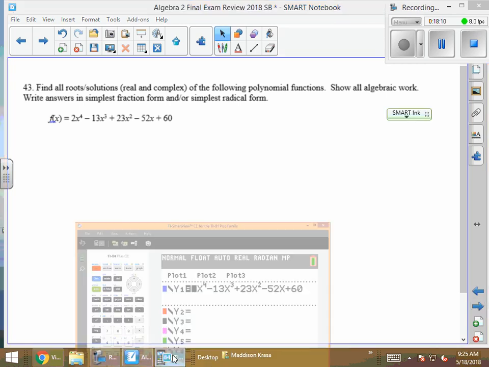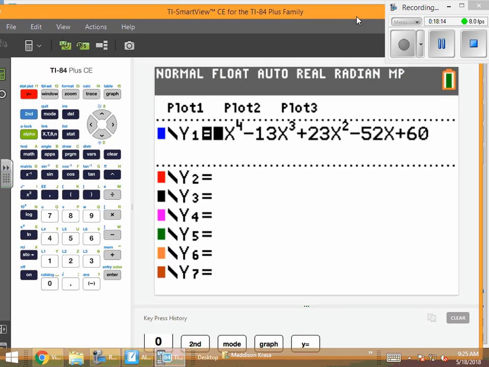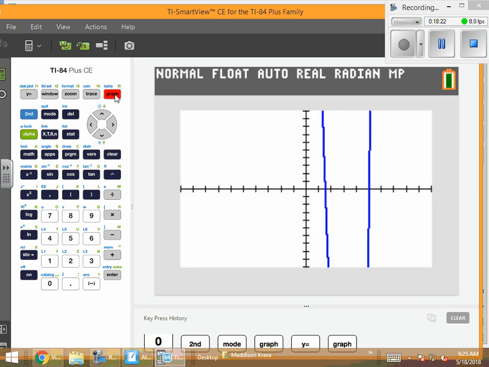So you're going to go to your graphing calculator, and you're going to put in 2x to the fourth minus 13x cubed, all of that into y equals, and we press graph in the top right hand corner. And we look and we see what are two of our roots. Well, here we have 5. This one, not quite sure. It looks like it might be 1.5, but we need to trace it to make sure.